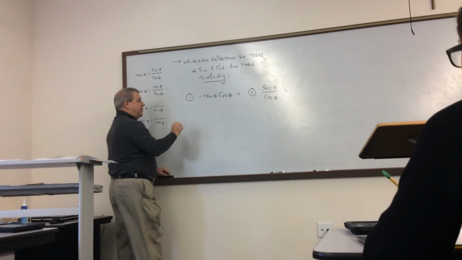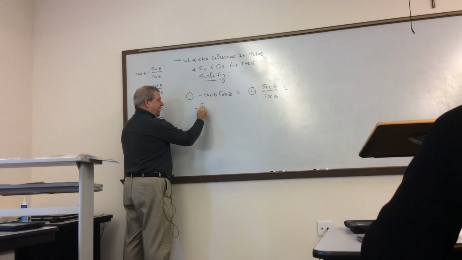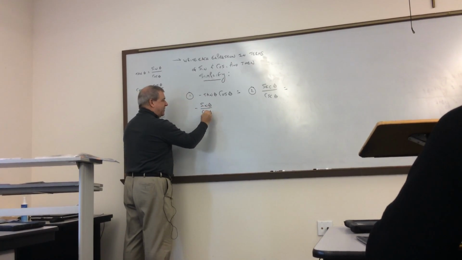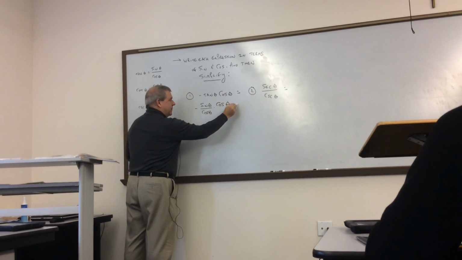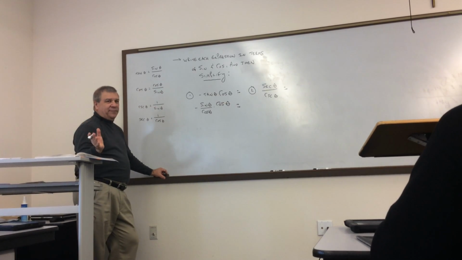So the minus sign comes down. The tan of theta, you would say, is sine of theta over cosine of theta, and then times cosine of theta. And you see all you did is made a substitution. These first few are going to be pretty simple.